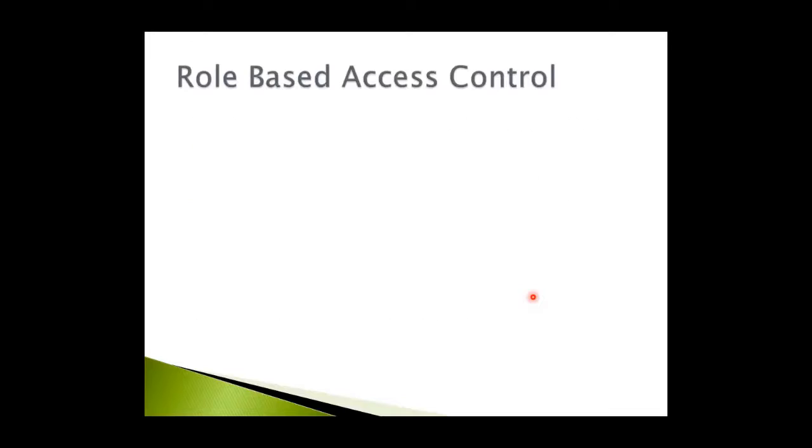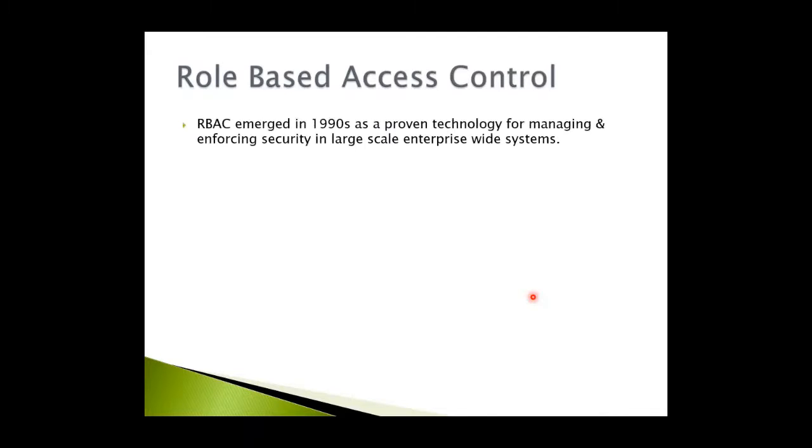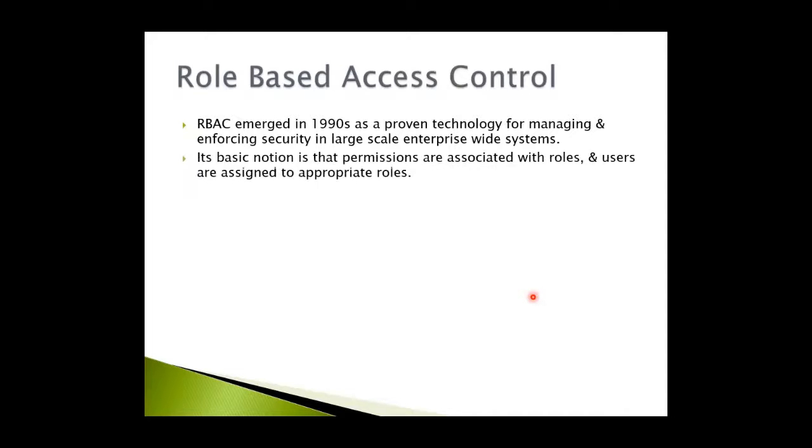Now, coming to the last type of access control, that is role-based access control. RBAC, or role-based access control, was invented in the 1990s as a proven technology for managing and enforcing security in large-scale enterprise-wide systems. Its basic notion is that permissions are associated with roles and users are assigned to the appropriate roles.